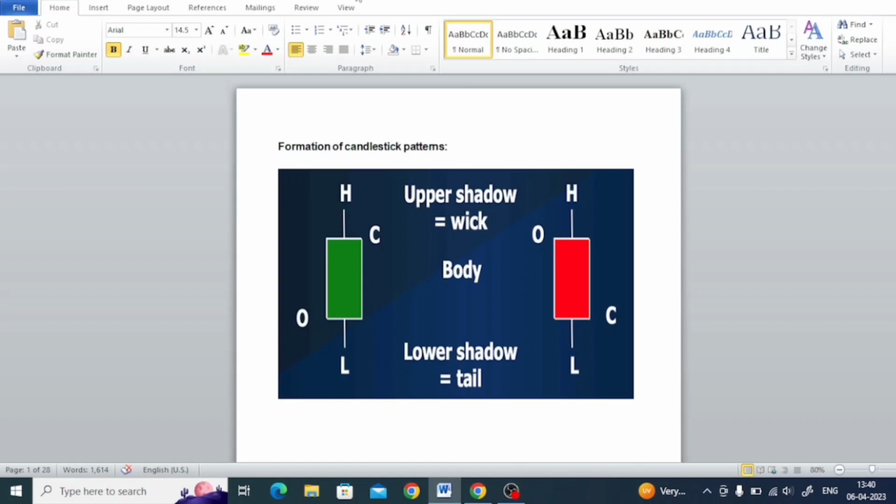Many successful traders use candlestick charts today to get accurate trading signals. This can improve your trading strategy and also improve your profits.